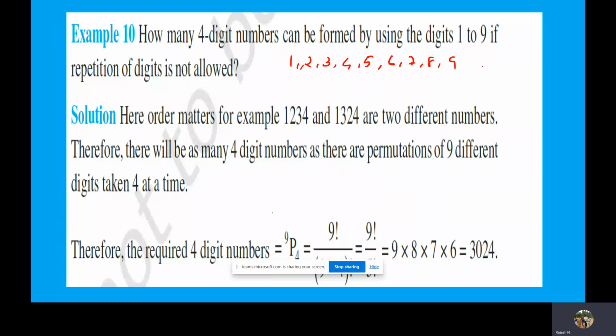So what is the first case? nPr formula. nPr is equal to n factorial by n minus r factorial. Here 1, 2, 3, 4, 1, 3, 2, 4, like that, a lot of numbers are there. So out of 9, we want 4 numbers at a time. So what is 9P4? 9P4 is 9 factorial by 9 minus 4 factorial, 9 factorial by 5 factorial. So 9 into 8 into 7 into 6. Answer is 3024.